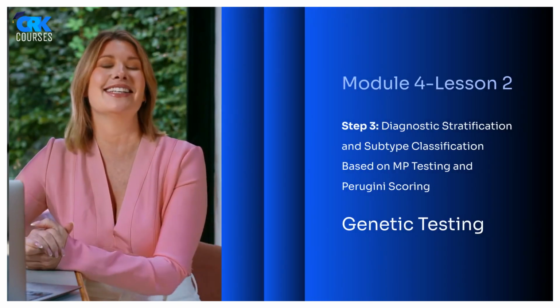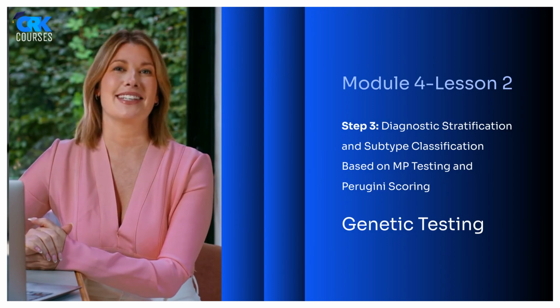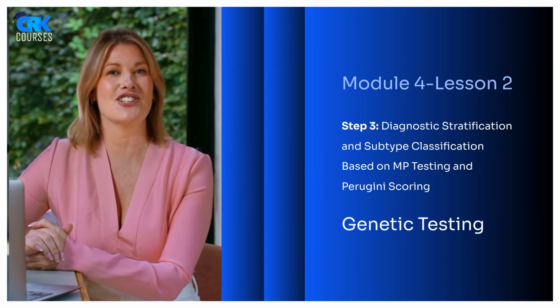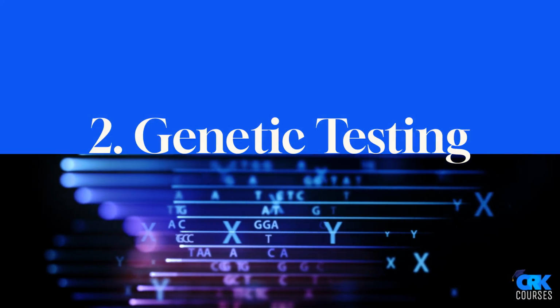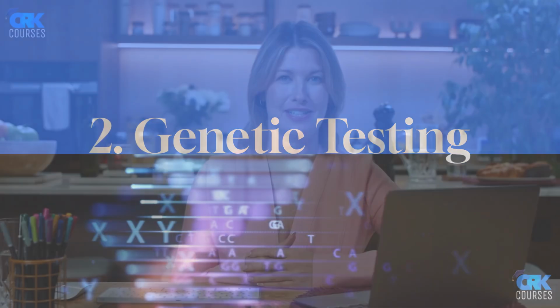In the second lesson of Step 3, we now turn to genetic testing, a cornerstone in the diagnostic workflow for hereditary transthyretin amyloidosis. Genetic screening offers a powerful opportunity for early diagnosis by enabling targeted follow-up of individuals who carry pathogenic mutations in the transthyretin (TTR) gene, even before the onset of overt clinical symptoms.